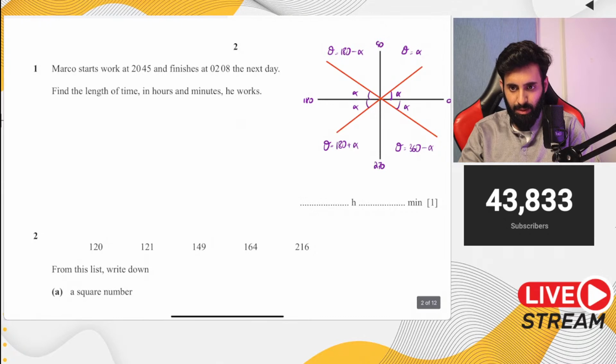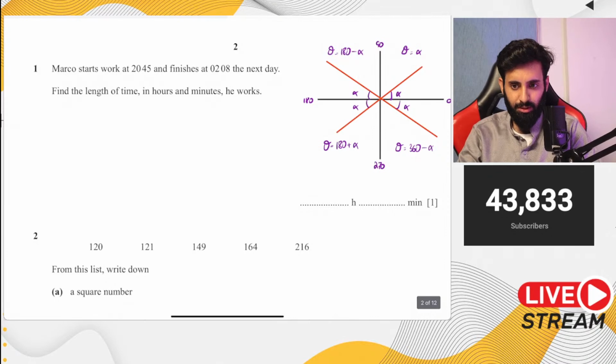Sir, which chapter in math is related to alpha and beta? I don't know what it is. This is trigonometry, and this is IGCSE trigonometry. Okay.